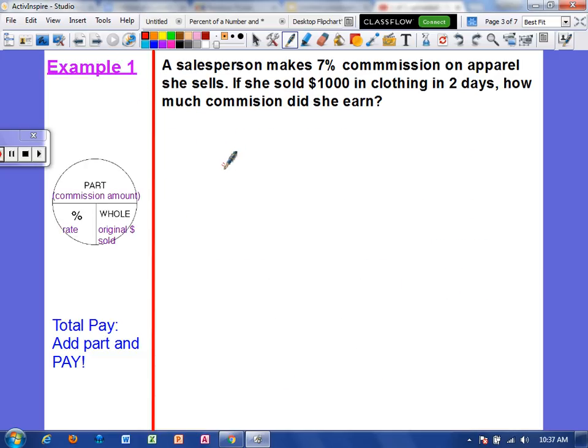Example 1. A salesperson makes 7% commission on apparel she sells. If she sold $1,000 in clothing in 2 days, how much commission did she earn? So what we're looking for is the amount of commission. Since that is what's missing, we'll take our percent times our whole. She makes 7% commission. That's our commission rate. The original amount that she sold is $1,000.